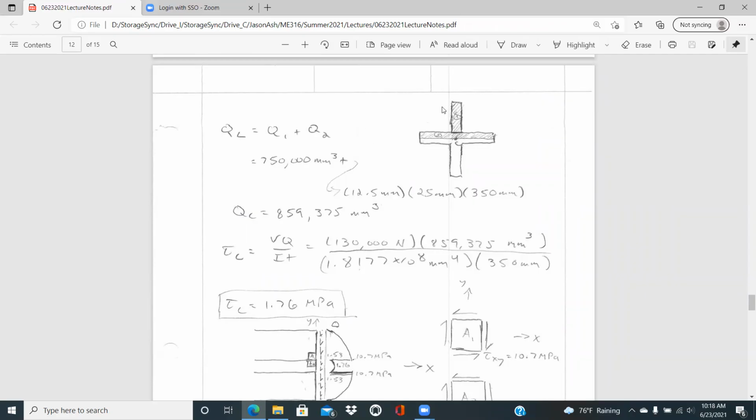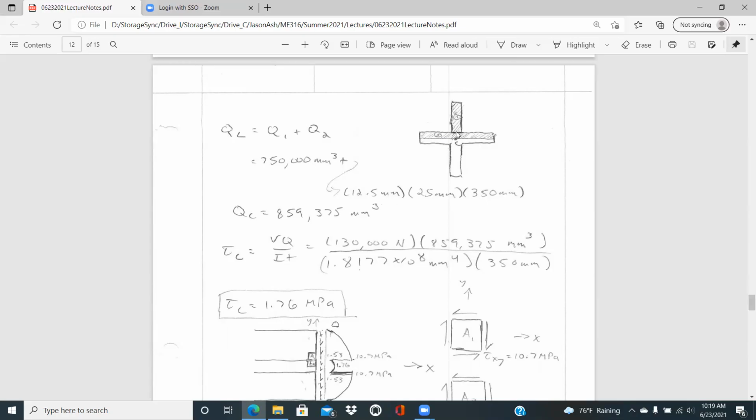QC is going to be the sum of Q1 plus Q2. Q1 we already solved as 750,000 millimeter cubed. So now all we're doing is solving for section 2 here. And the total height here is 50 millimeters. So the height of the shaded portion is 25 millimeters. And so the Y bar prime is half of that, 25, or 12.5 millimeters.